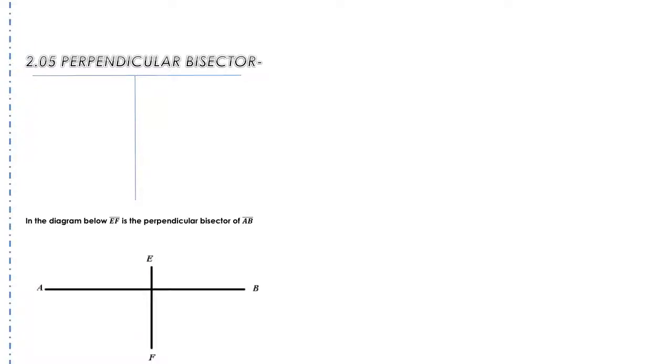Today's 2.05, we're going to talk about perpendicular bisectors. Basically, the easiest way to remember this is to know there's two words here that we've got to define. Perpendicular, which means we have 90-degree angles.